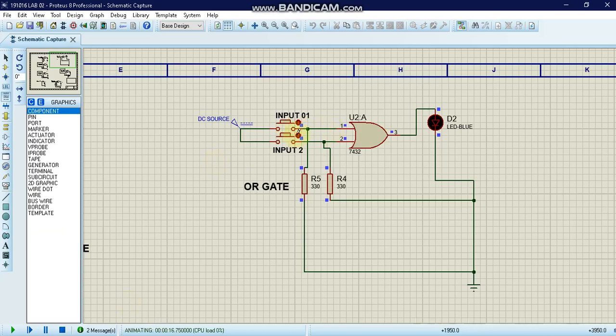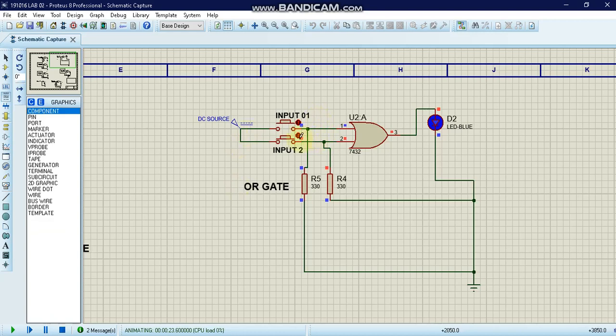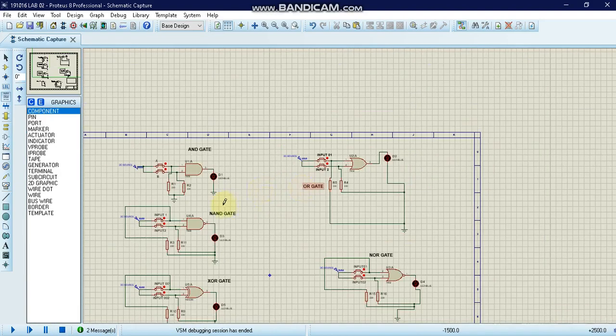Now if we give one input high, our LED becomes on. As you can see here, 0, 1 gives us 1. Now if we turn this off and turn on this one, the result is still the same, and if we turn on both of our inputs, the result is active high, and so the LED is on, and that's how our OR gate works. Now let's continue towards other gates.